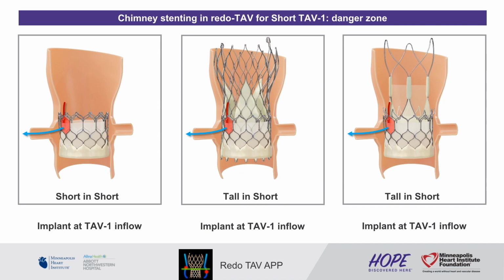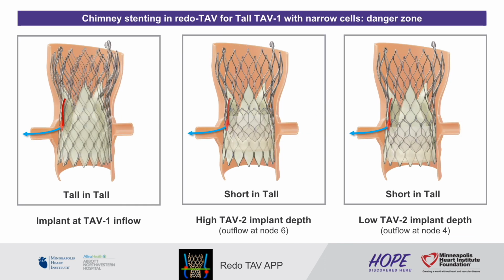Different TAV-in-TAV combinations create different danger zones. In case of short TAV1, the danger zone is fixed and determined by TAV1 frame. On the other hand, with tall TAV1, the danger zone is determined by TAV2 design and might change according to TAV2 implant depth in short and tall combinations.